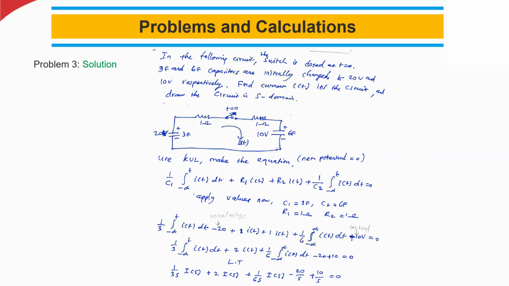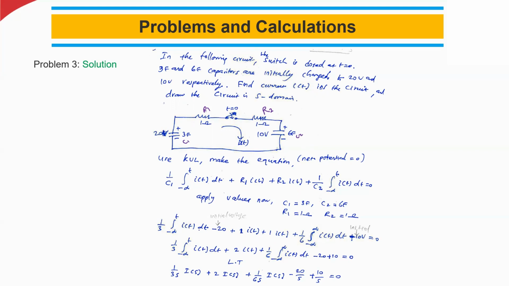So this is the time domain equation. Now we can apply the values we have. C1 is equal to 3F, C2 is equal to 6F. This is C2, and this is C1. And this is R1, and this is R2. So apply these values in this equation, then the equation will become like this. Here you can see R1 is 1 ohm and R2 is 1 ohm. So 1, 1, you can add this together, that becomes 2 times I of t.